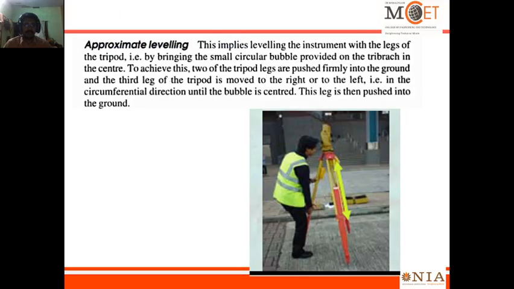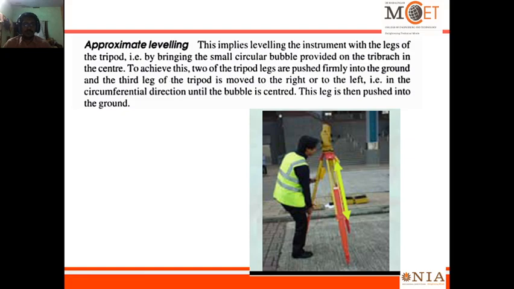Then leveling. We have centered over a particular point on the ground, but the bubble tube in the instrument has to be checked. With the help of the tripod adjustment itself, we can make the bubble center. This implies leveling the instrument with the legs of the tripod, that is approximate leveling, by bringing a small circular bubble provided on the tripod in the center. In the bottom portion of the instrument or with the tripod, there will be a bubble. It can be adjusted with the help of the tripod movement, right?